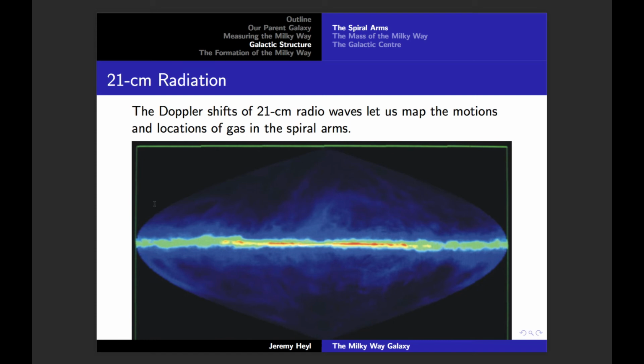So you can see that neutral hydrogen gas is really quite concentrated into this very thin structure. That's the disk of our galaxy. There is hydrogen gas outside of that disk, but that's kind of just spread out over all of the sky.